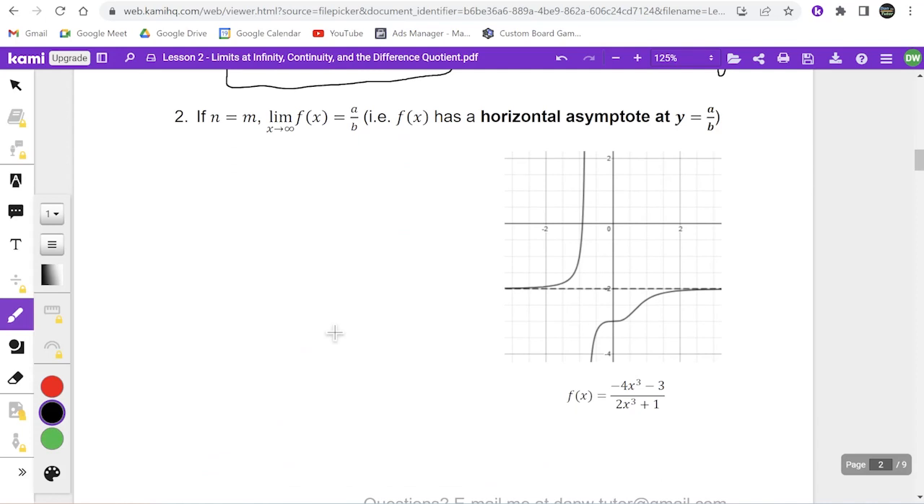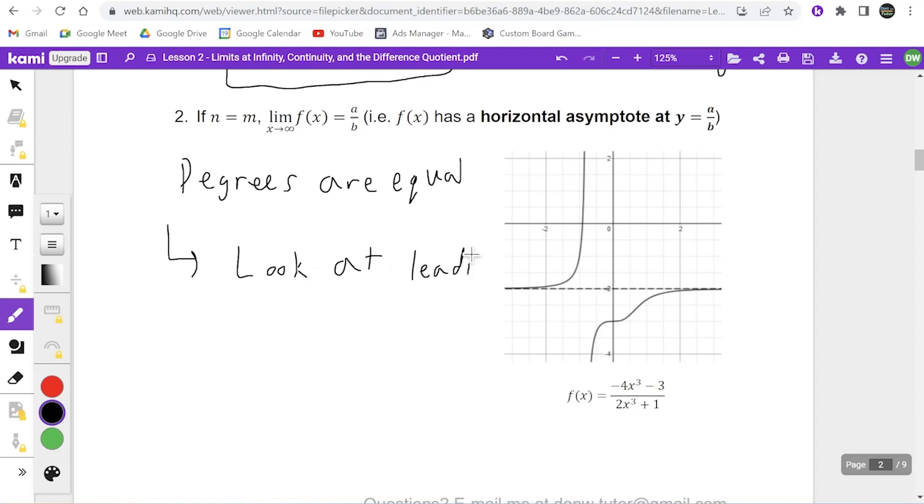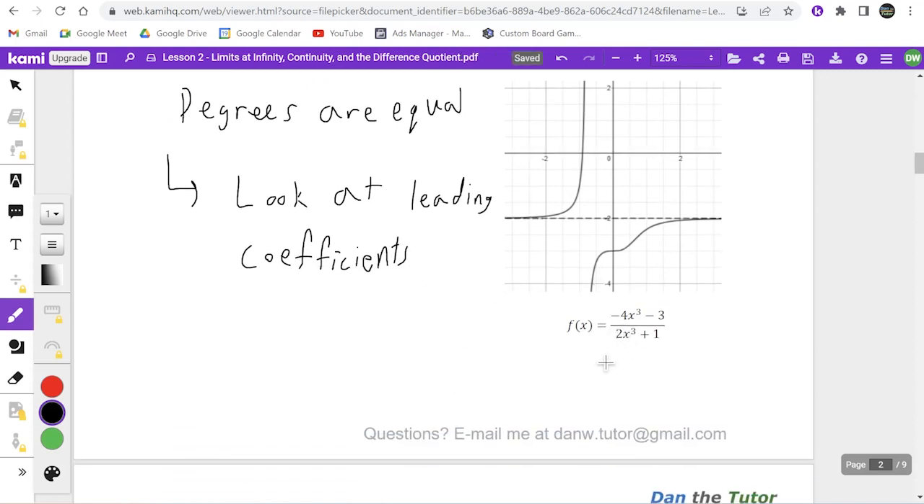The next case, case 2, this is where the degrees are equal. If this is ever the case, you want to look at the leading coefficients. What do I mean by leading coefficients? Well, here's the graph of negative 4x cubed minus 3 over 2x cubed plus 1. As you can see, the degrees are equal. They're both 3. But because of that, I only want to look at the leading degree. I'm going to circle it for us. Negative 4x cubed over 2x cubed. I can ignore everything else.